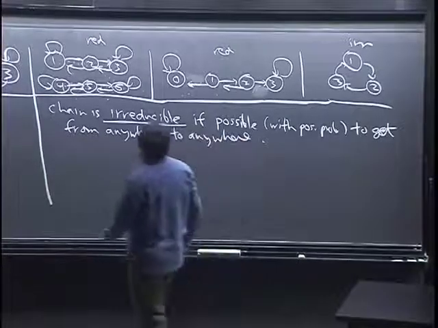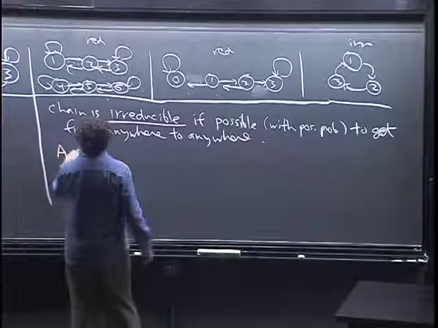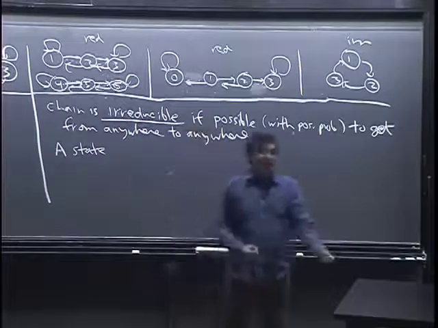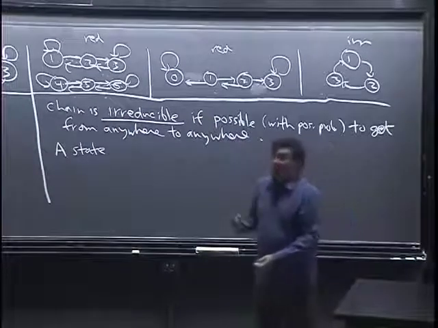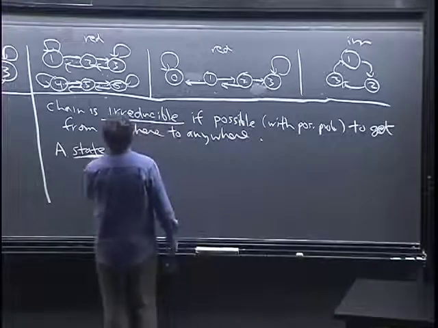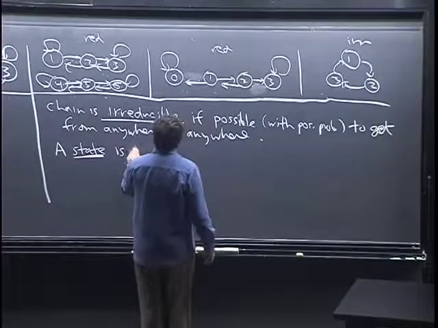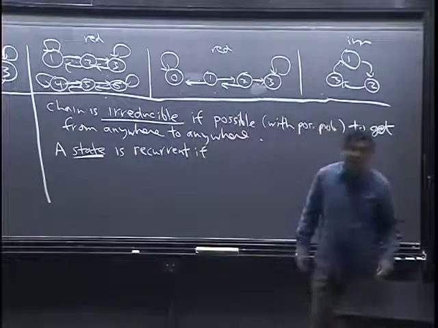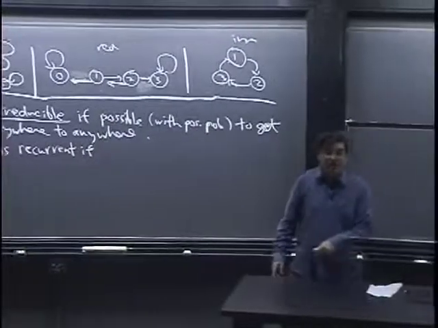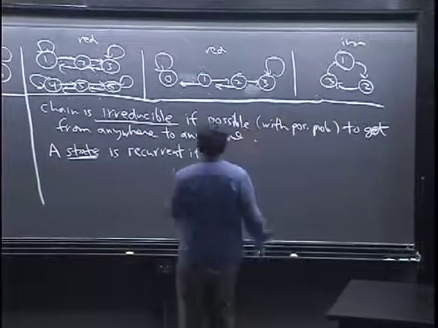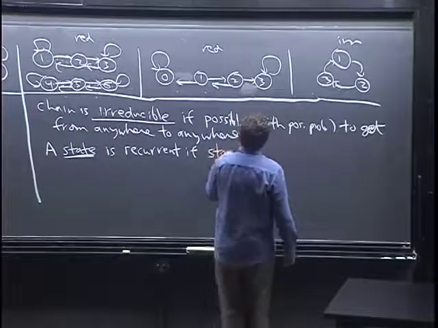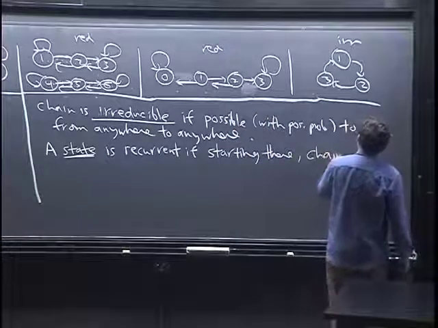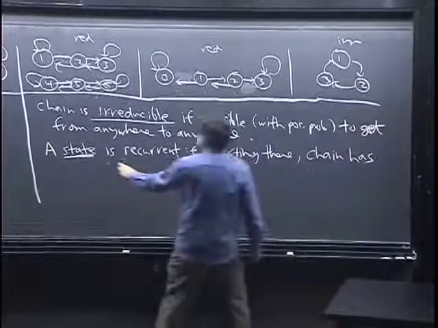Okay, just another couple quick definitions. A state, so we're not talking about the whole chain, where you can get from any state to any state. Now we're talking about one particular state within the chain, and it's called recurrent if it's true that if the chain starts in that state, it's guaranteed to come back. So if starting there, the chain has probability 1 of returning to that state.